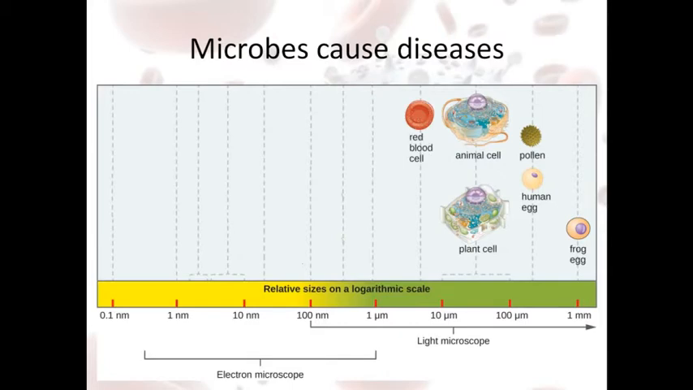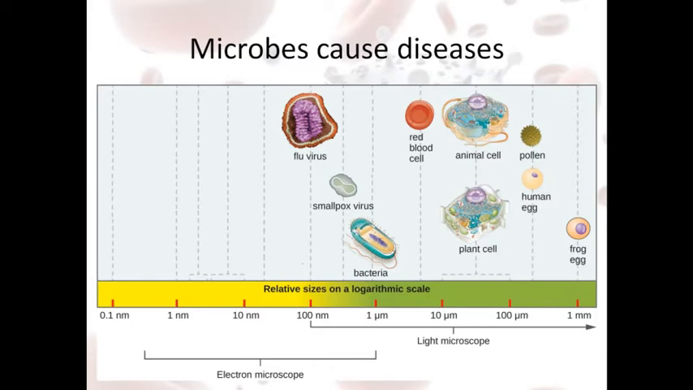Then we have the red blood cell, which is one of the smallest cells in our system. And then we get to microbes, which are, for example, bacteria here. And usually bacteria are a width of 1 micrometer, as you can see from the chart. And then even smaller are the viruses, like smallpox virus and flu virus. And they are not even cells, they are only part of the DNA, and when they infect a cell, they make the cell into a virus factory.